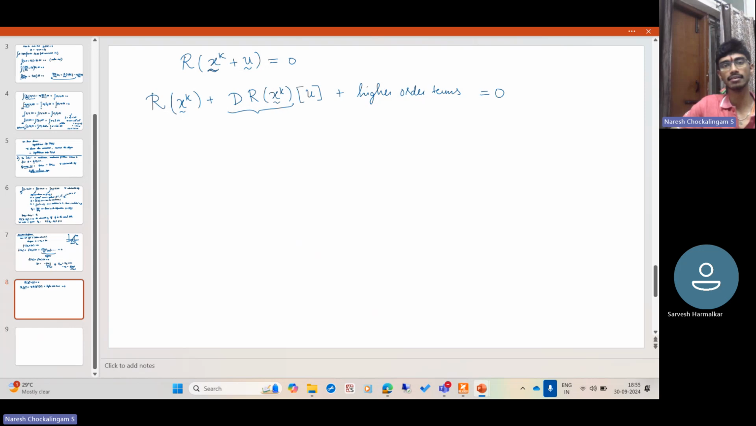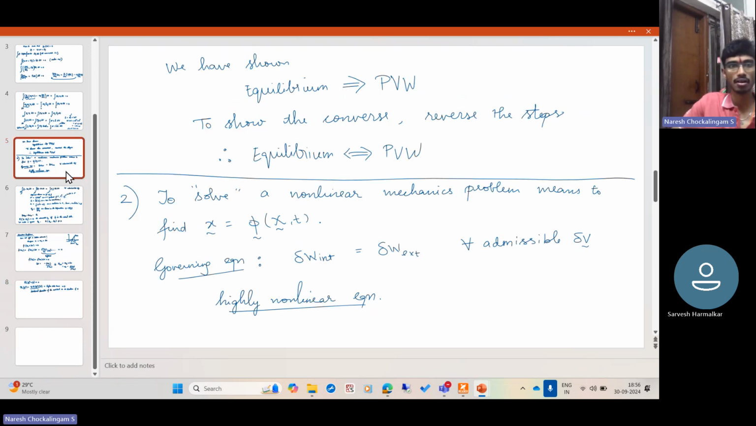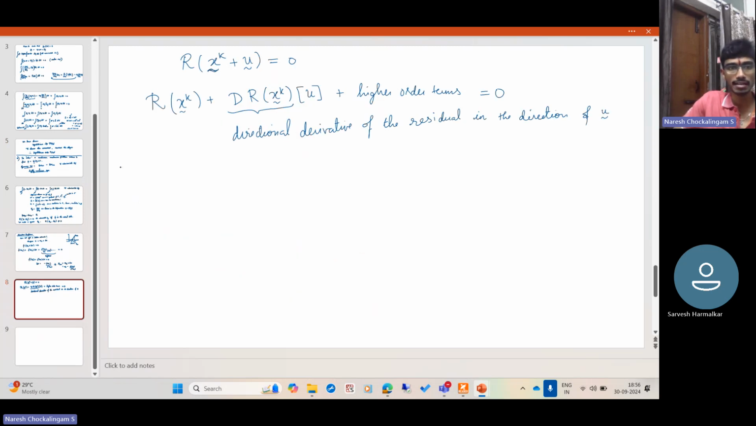Therefore, we are interested in this, which is the directional derivative of the residual in the direction of displacement u. So this is what we want, right? So we need the directional derivative.